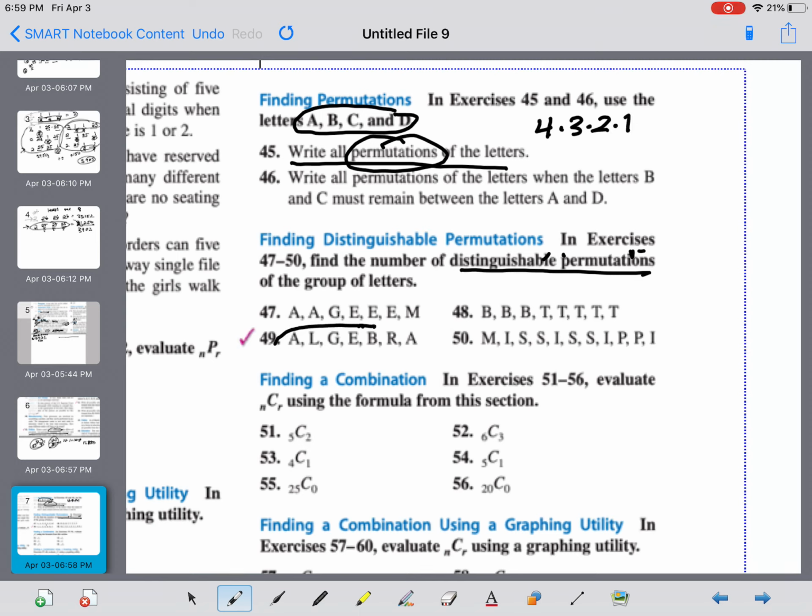All right, so on this one, we have 1, 2, 3, 4, 5, 6, 7 letters. And so it would be 7 factorial ways. But if we switch these 2 letters, we can't tell the difference. And there's 2 A's. So I divide by 2 factorial. And that's 7, 6, 5, 4, 3. The 2, 1 cancels out.